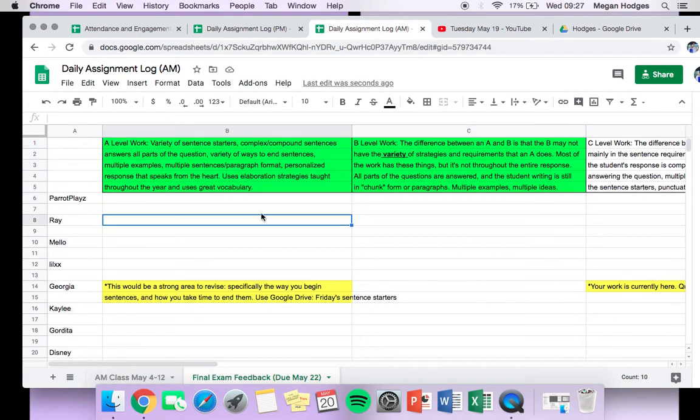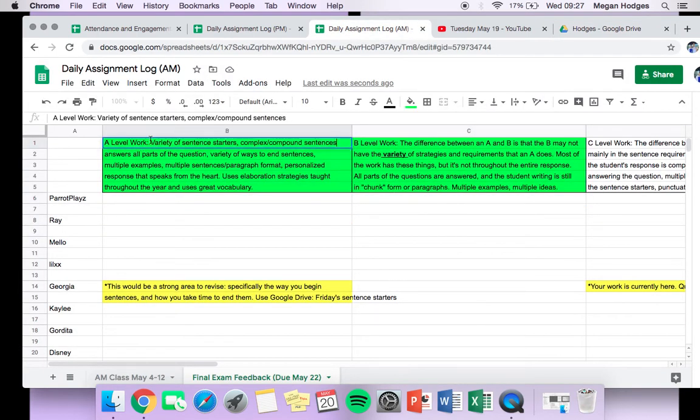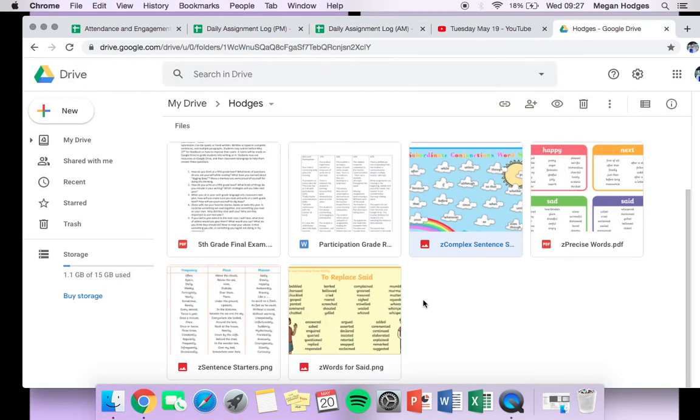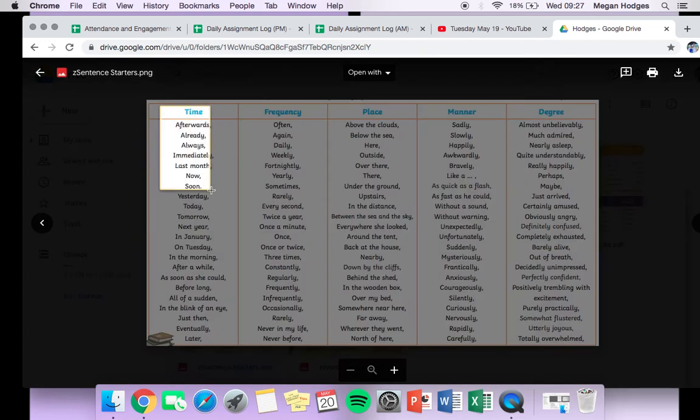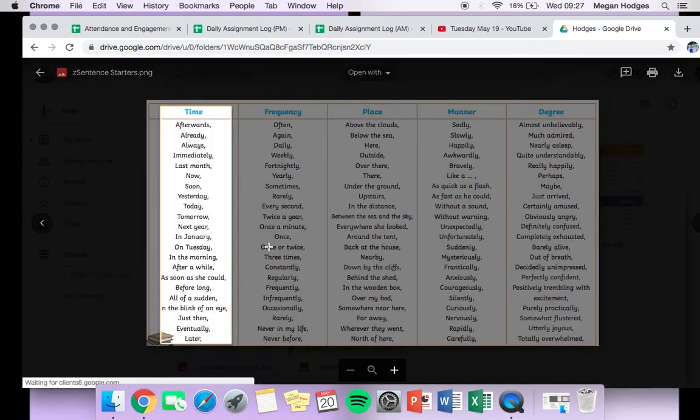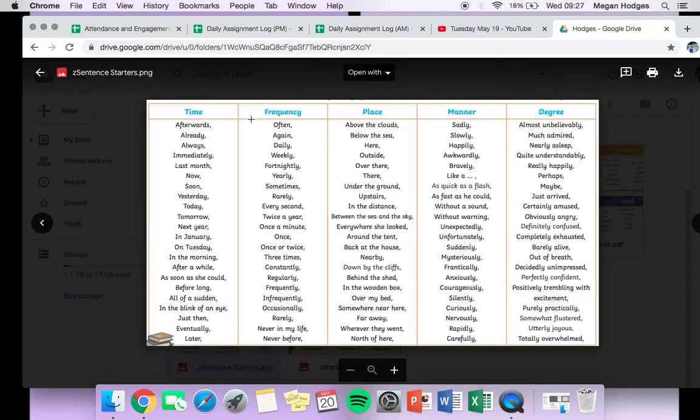So to get an A, you want to make sure you have a variety of sentence starters. If you go over to the Google Drive, you'll actually see something that says sentence starters. Some of these may not be helpful for you, but you can look at these and you can change some of these around. Like, we're not really going to say happily or bravely, but you're definitely going to use the ones for time. You're definitely going to use ones for frequency.